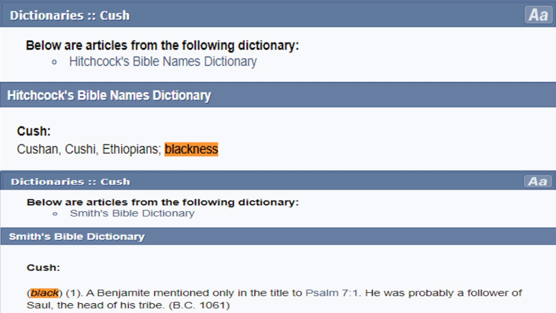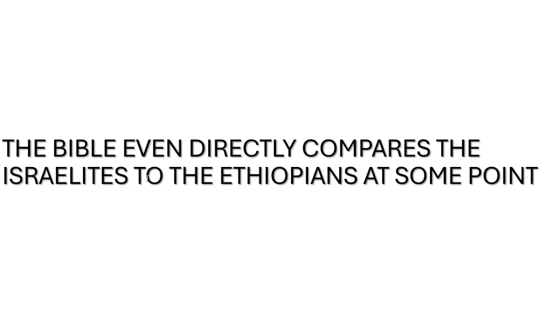A so-called black man. Right, look at this. Cush, Cushion, Cushy, Ethiopians, blackness. All synonymous. Cush, black, a Benjamite, right? So we got the name part out of there. Now we're going to go to the fact that the Bible even directly compares the Israelites to the Ethiopians at some point, right?